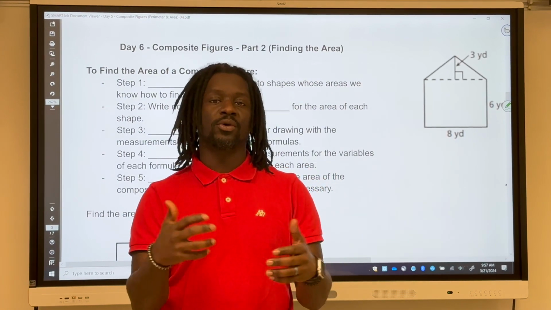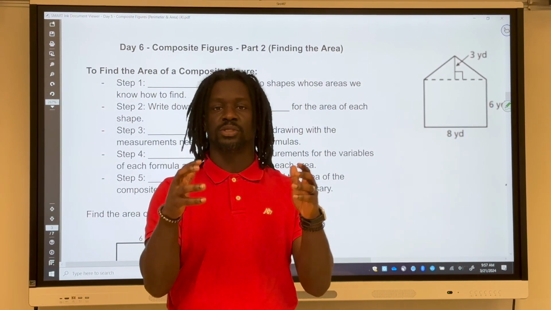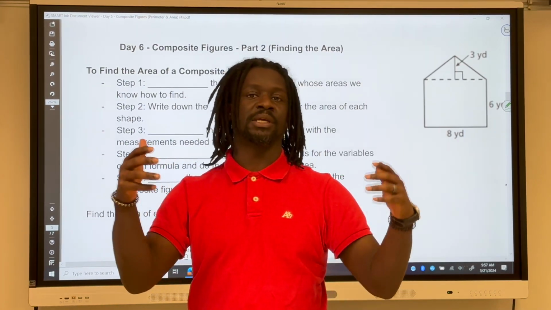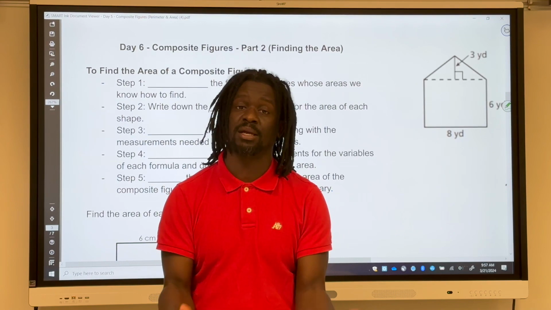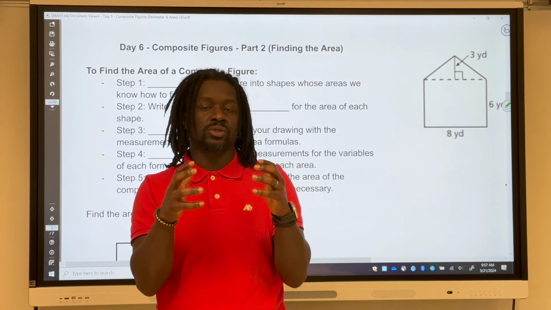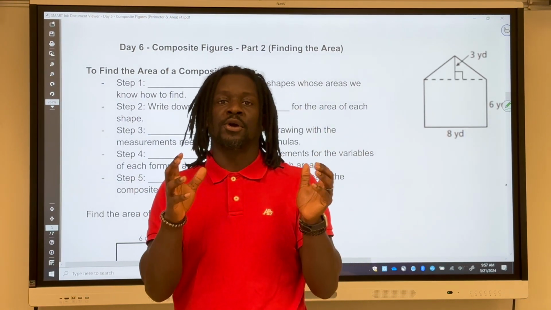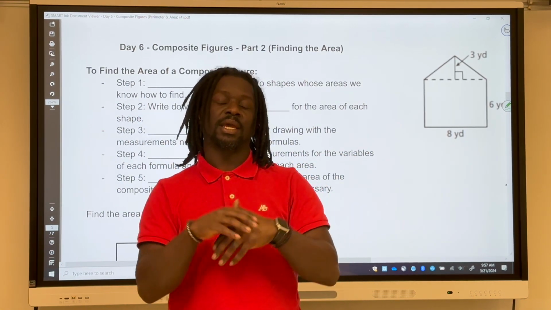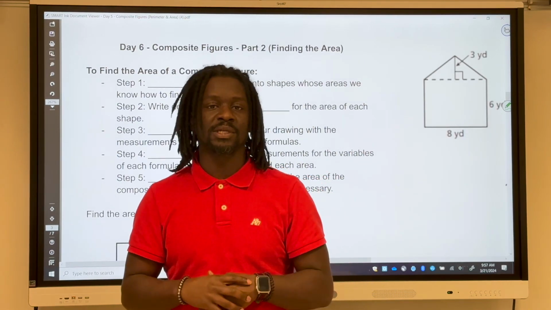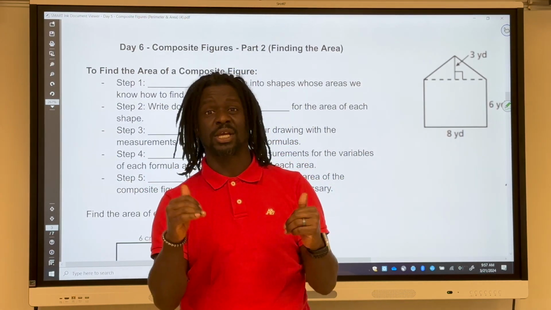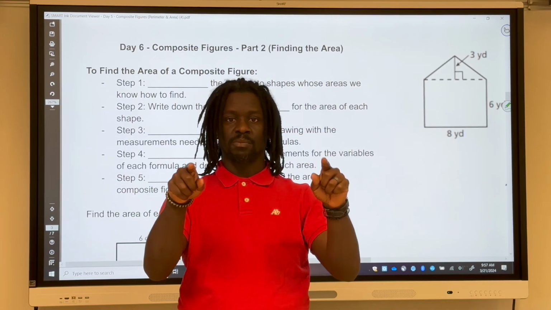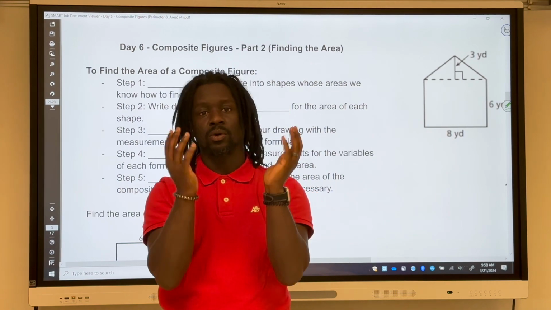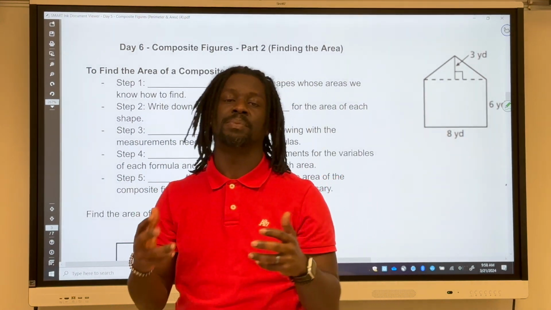All right, and so we are going to continue looking at composite figures, and this time we are finding the area of composite figures. Now, again, I've used the word composite figures multiple times just to remind you, composite figures are just figures that are composed or made up of other shapes. Okay, the easiest one to think about is maybe a house looking shape. If you have this house looking shape, it is made up of a triangle at the top and then a square or a rectangle at the bottom. All right, so that's a composite figure.